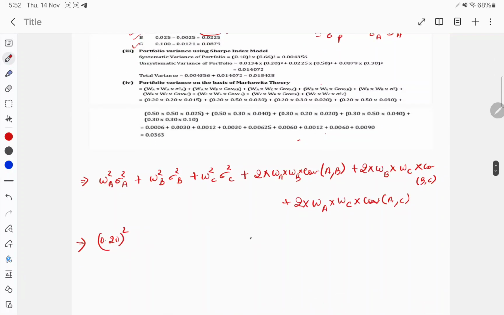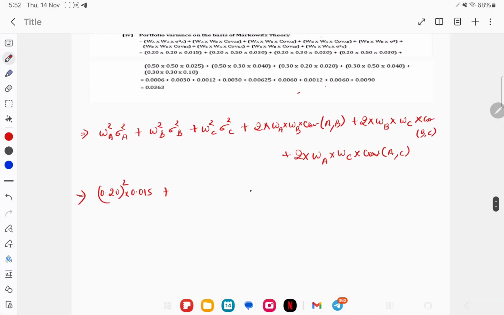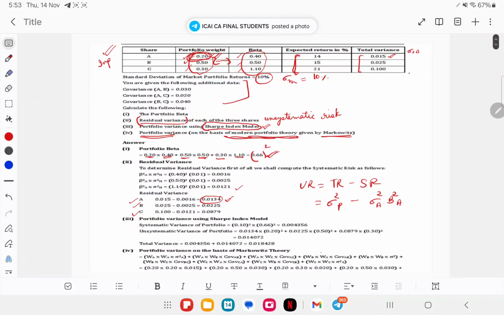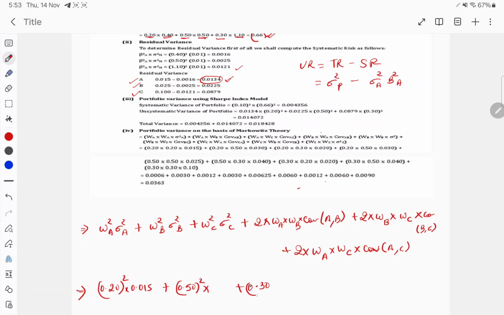Okay, so we'll take 0.015 plus weight square. The weight of B was given in the question, it was 0.50, I think so. Let me check once. It was 0.50, and for weight 0.50, we take the whole square into it. For C, it is... just a minute. It is 0.30. Okay. For weight of C, it is 0.30 whole square.